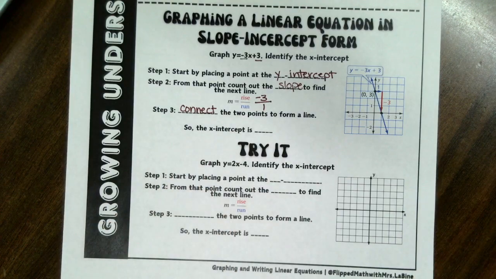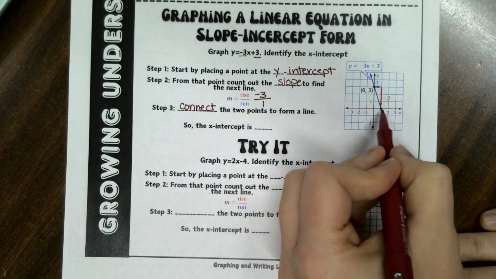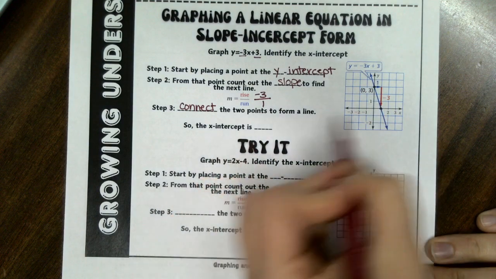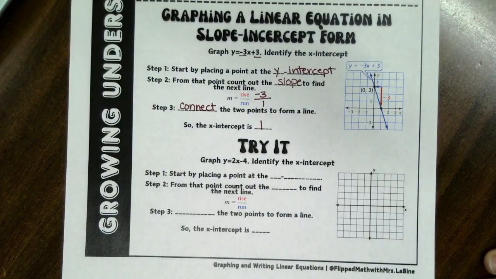And then we need to figure out where's our x-intercept. Where does our line intercept that x-axis? Well, in this case, it happens to intercept right at that point that we just plotted. So our x-intercept is 1. And we'll put that there.